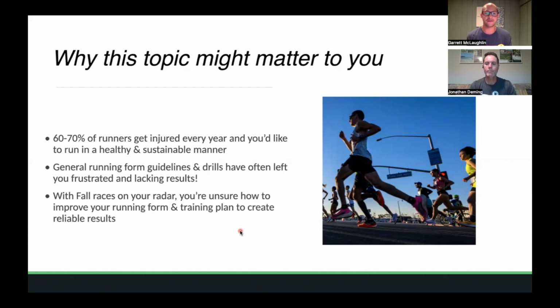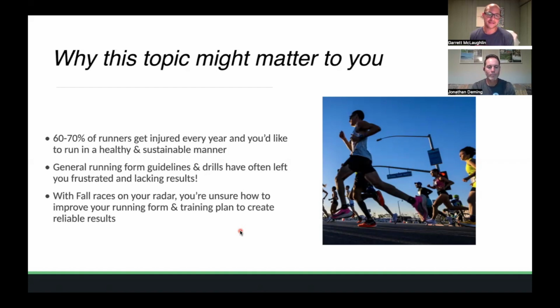So if we can do a better job being as specific as possible to our needs, and hopefully do only a few key drills, a few key exercises that create results, we can really get away from the frustration and the lack of results that being general creates.